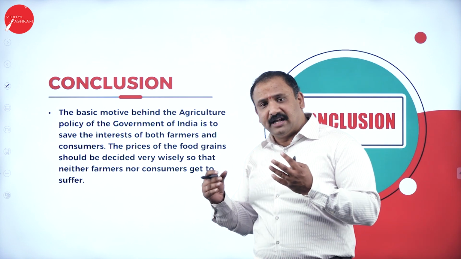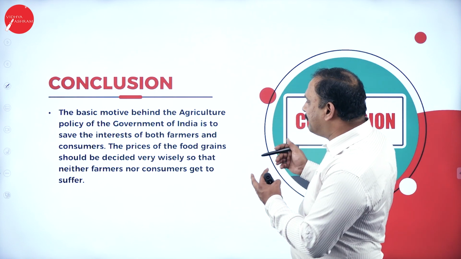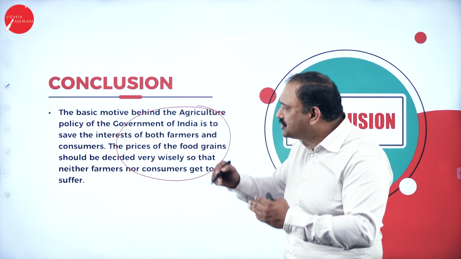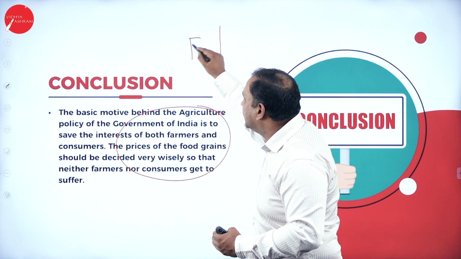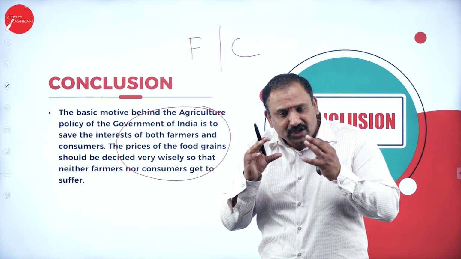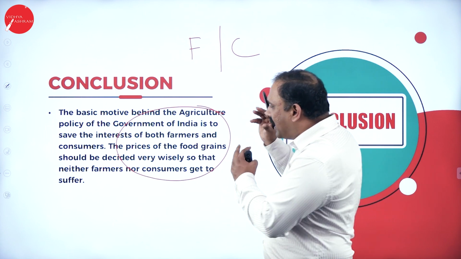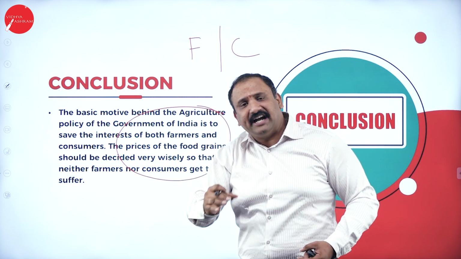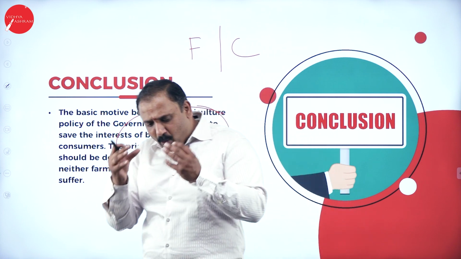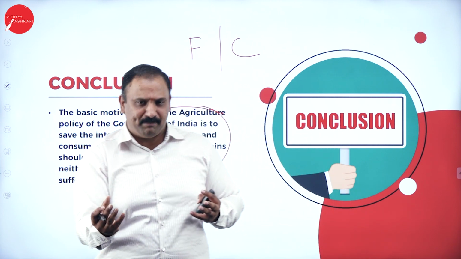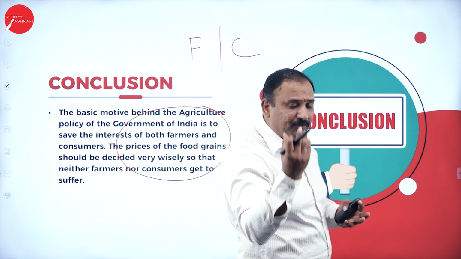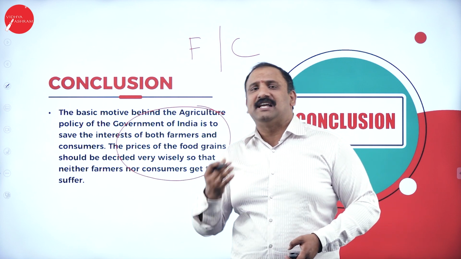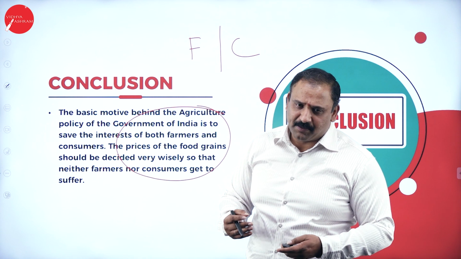Followed by which, the conclusion that we are trying to come to here is that the basic motive behind the agriculture policy is to save the interest of both farmers and consumers. So we need to strike a balance between the farmer and the consumer. You cannot have a policy which is supporting only one particular section and leaving the other. So we need the policy to be decided wisely in such a manner that both the people are getting the maximum benefit. That is the only way possible that we will be able to see that the agriculture policy will support both the consumers and the farmers, and both are given the maximum benefit.